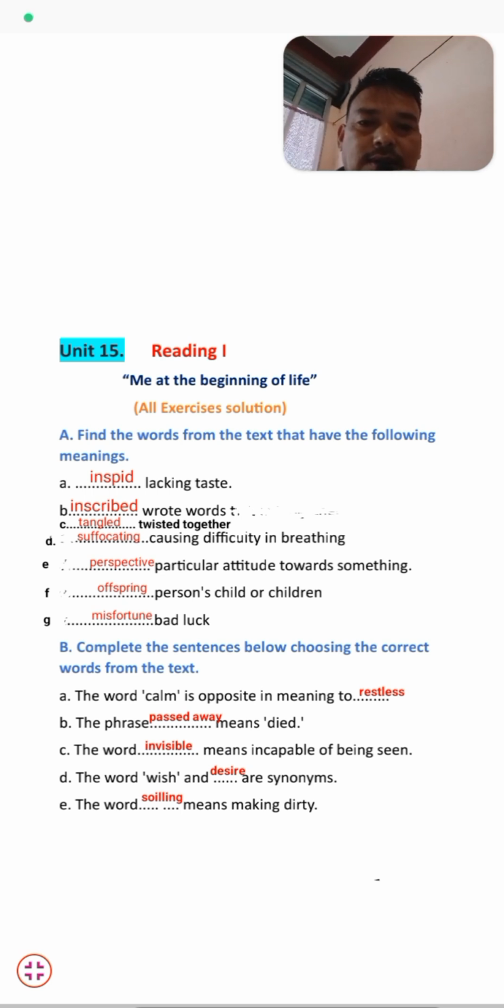And D: the words wish and dash are synonyms. Yes, the words wish and desires are both synonyms. And E: the word dot dot means making dirty. What does it mean? That's soiling. Making dirty means soiling. Students, so now that's all about your exercises A and B. Now move to the next exercise.